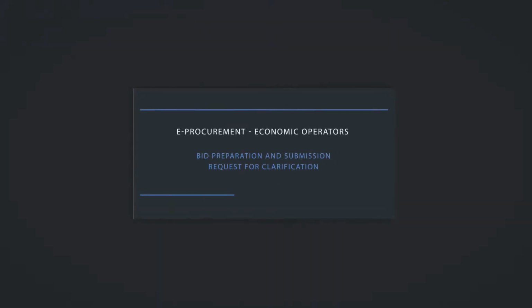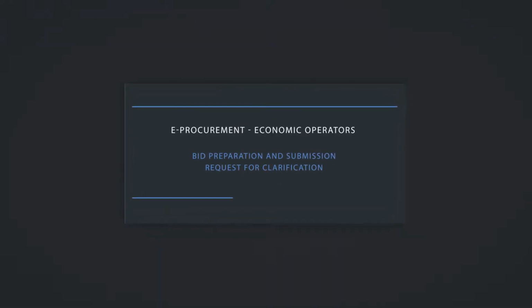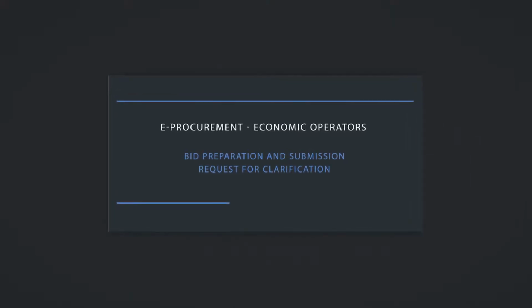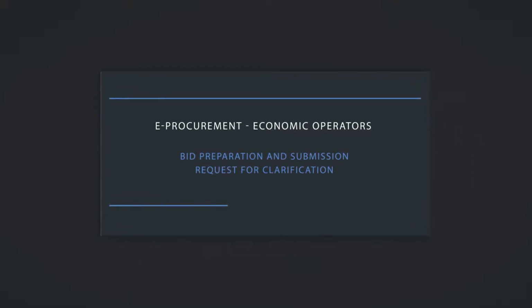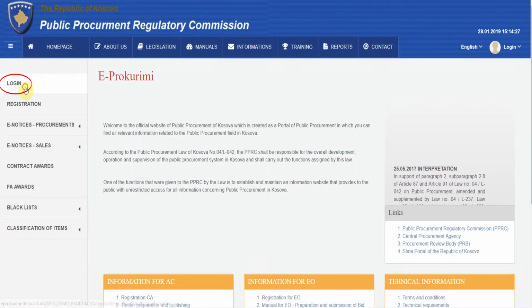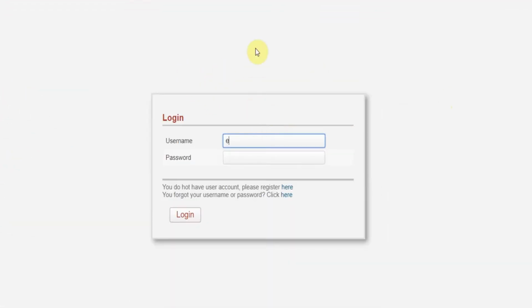The video illustrates how economic operators, such as companies, can prepare and submit bids in a public procurement process. Also, how to submit requests for clarification. In order for an economic operator to begin preparing and submit a bid for a particular tender, they must be a registered user of the system and log in the system with a username and password.